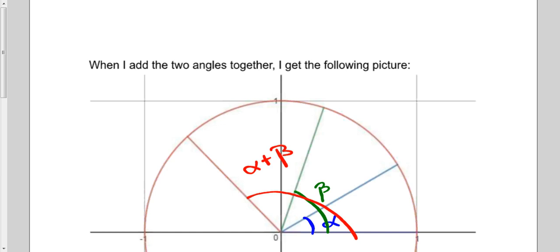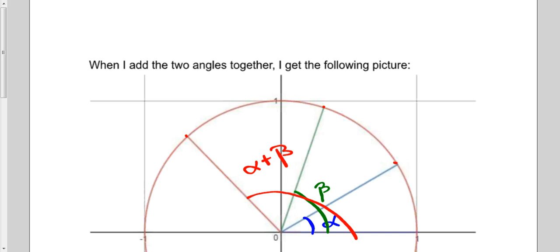Now, here's my proposition. If I know the sine and cosine of my green angle, and I know the sine and cosine of my blue angle, I should be able to find the cosine and sine of my red angle. But it's not obvious that I just simply add the two, like this cosine and this cosine. Can I just add those cosines together to get my new cosine? No, because this is going to be negative, right?